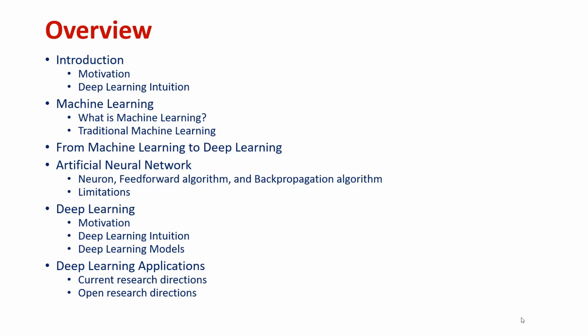I will talk a little bit about motivation. Why do we need deep learning? Why, where, and what is the intuition of deep learning, where it comes from, why it's important, the type of jobs and type of applications. And then we'll talk about machine learning, what is machine learning, what is traditional machine learning, and how we moved from traditional machine learning to deep learning.